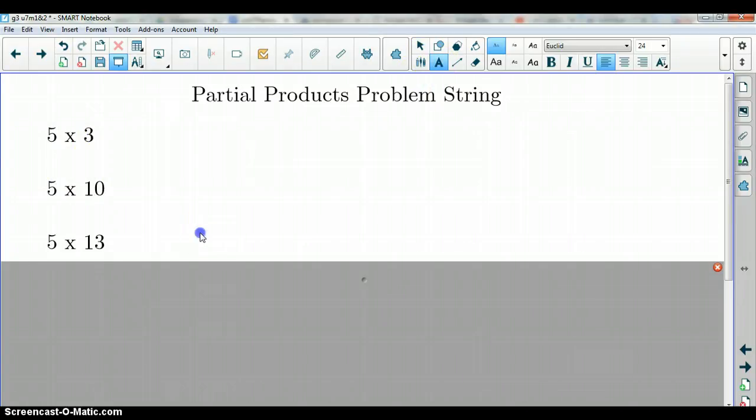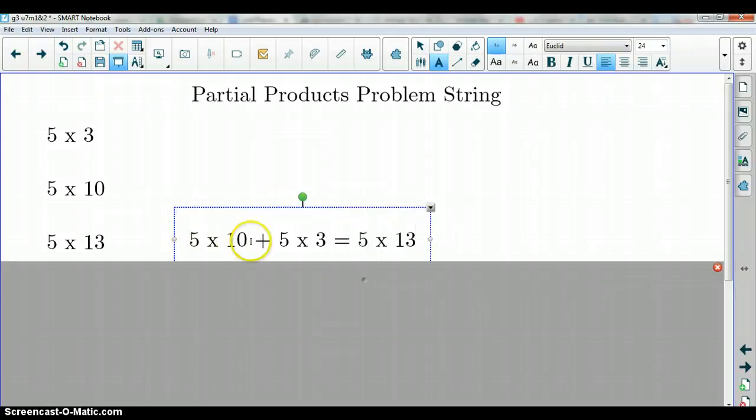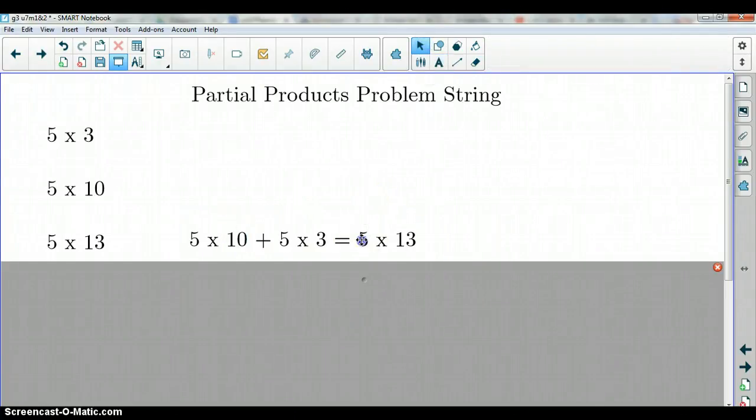So it is worth writing the equation of 5 times 10 plus 5 times 3 equals 5 times 13, and showing what happened. We can see the factor of 5 in here, but what happened to the 13? Well, it got split up to make it easier in our head. It would also be beneficial in this problem string to draw out the arrays so they can see them coming together and have a visual for that.